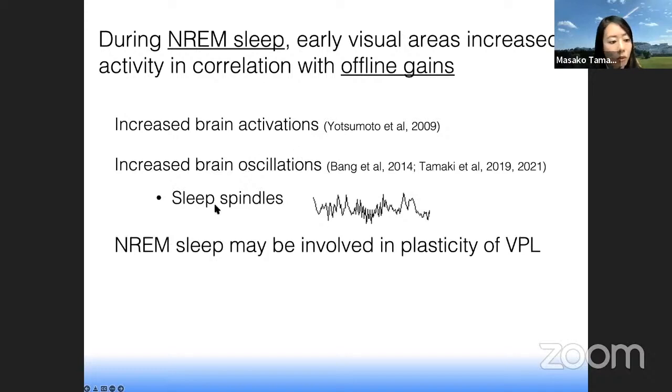For example, fMRI signals increased in early visual areas during non-REM sleep and were correlated with offline performance gains. And also, brain oscillations, including sleep spindles, are increased in the trained visual location, visual field, and the amount of increase was also correlated with offline performance gains. So non-REM sleep may be involved in making learning more plastic.